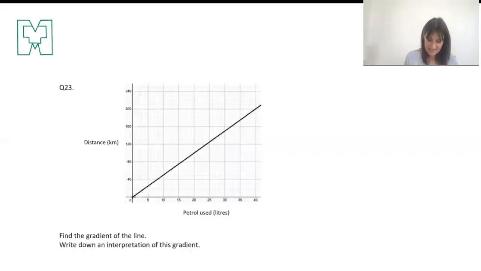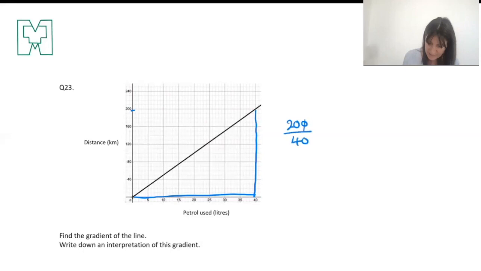Okay. Next question, another gradient question. All right, read through everything and hit play when you're ready. Okay, so I'm going to do my giant triangle. 40 is there. So my height, my rise is 200. My run is 40. 200 divided by 40 is 5. So the gradient is 5. Nice simple number for us. It says write down an interpretation of the gradient.